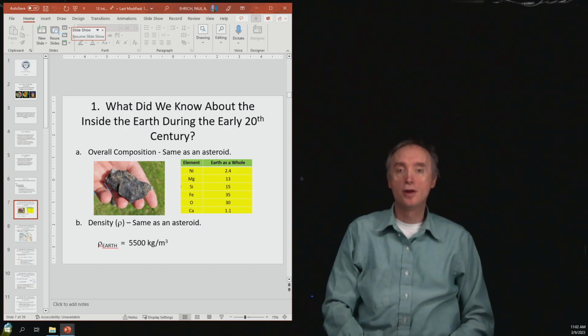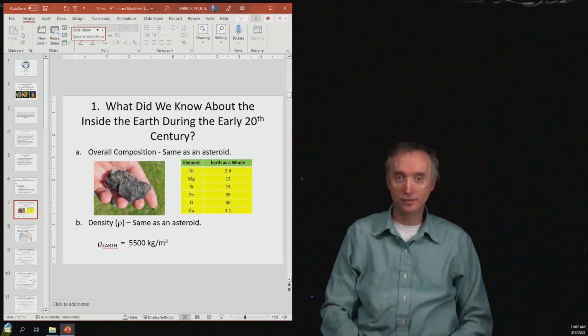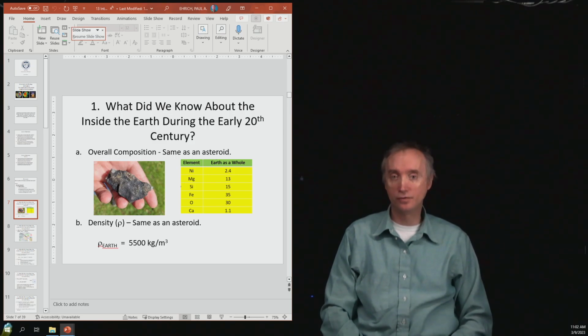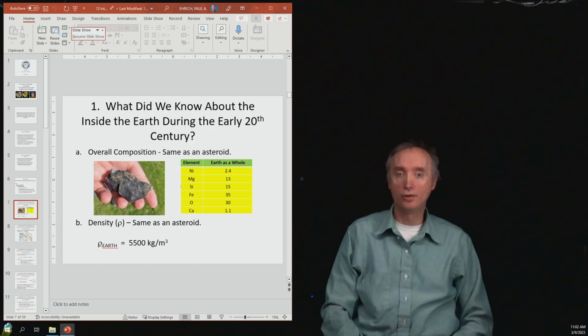Okay, so before we talk about using geophysical techniques to figure out the inside of the Earth, what did we know about the inside of the Earth at the early 20th century? So let's say that you lived in the 1930s, the 1940s. What would you have known about the inside of the Earth?